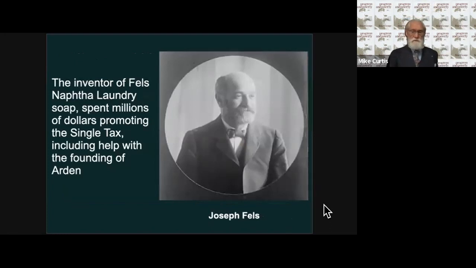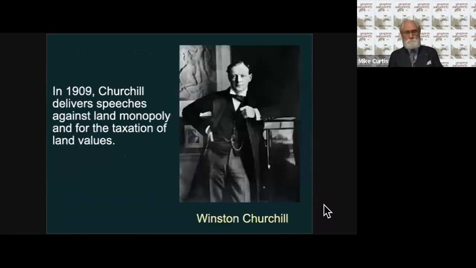Joseph Fels, the inventor of Fels Naphtha soap, spent millions and millions of dollars promoting the single tax, including holding the mortgage for the purchase of land to start the village of Arden. Winston Churchill, in 1909, delivered speeches against land monopoly and for the taxation of land values.